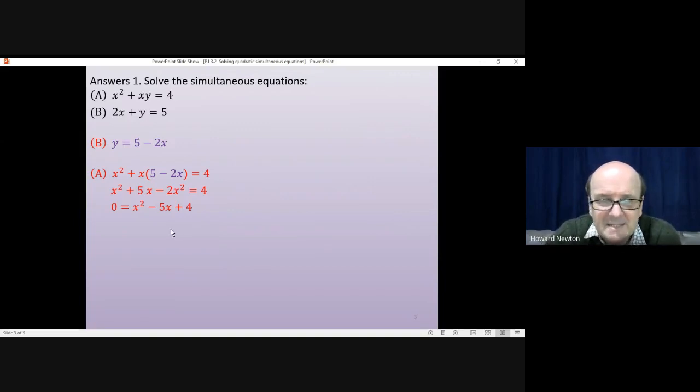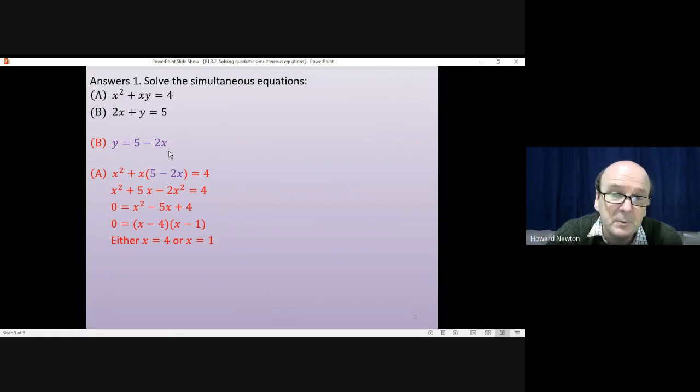It's always a good idea just to see if it factorizes. This one does. It factorizes into (x minus 4) times (x minus 1). So there'll be one solution when x minus 4 equals 0, which is x equals 4. And there'll be another solution when x minus 1 equals 0, which is x equals 1. Each of these values you then take independently, and you can substitute them back into any of these three equations.